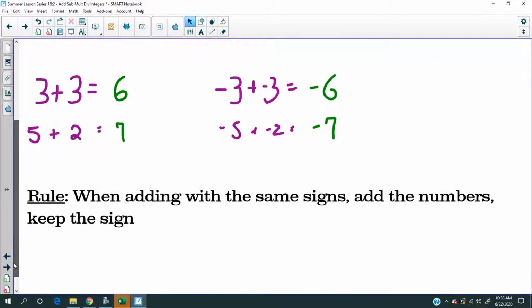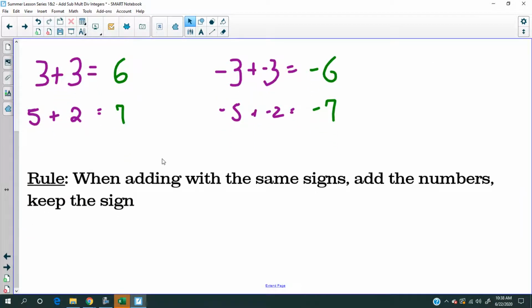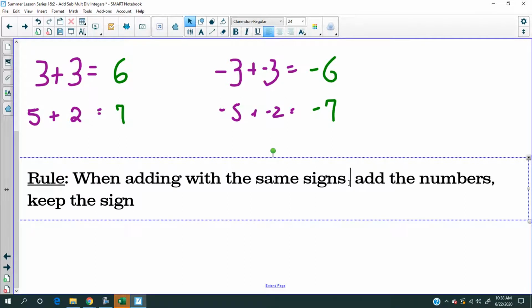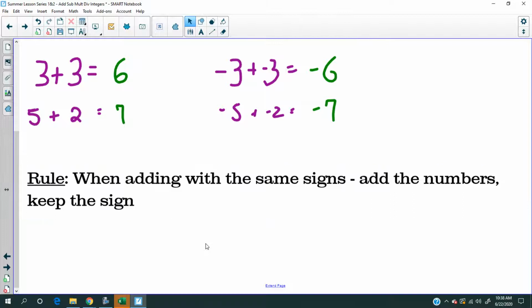So what's the rule? Okay, write this down. When you're adding with the same signs, you add the numbers and then you keep the sign. All right, again, when you're adding with the same signs, you add the numbers and then you keep the sign.